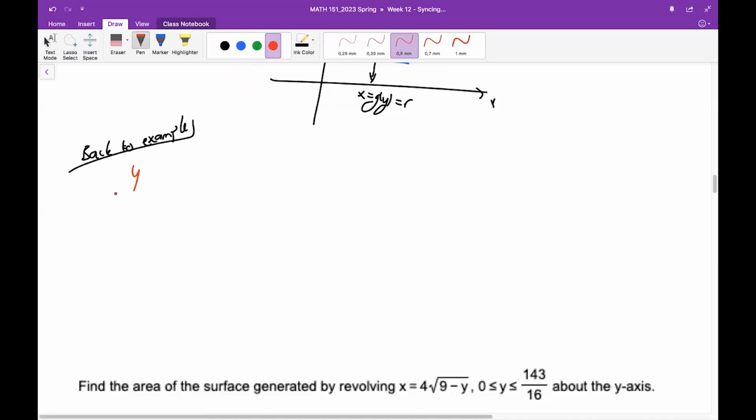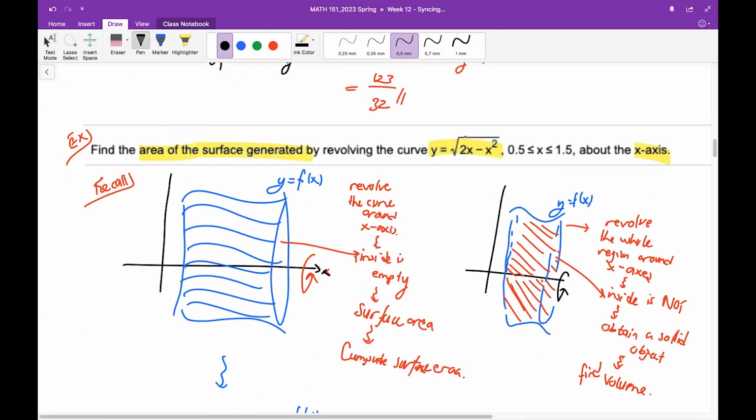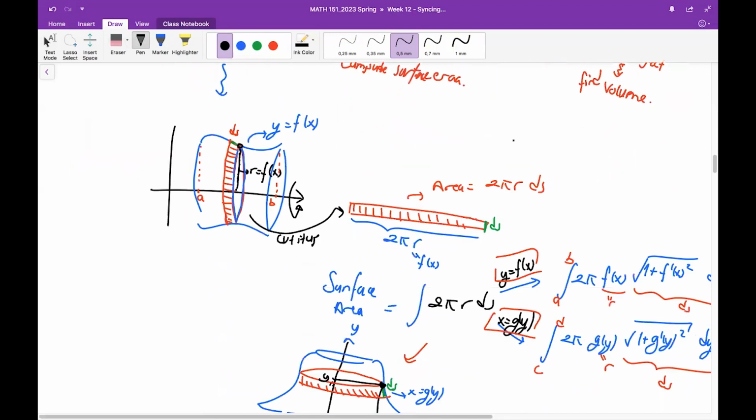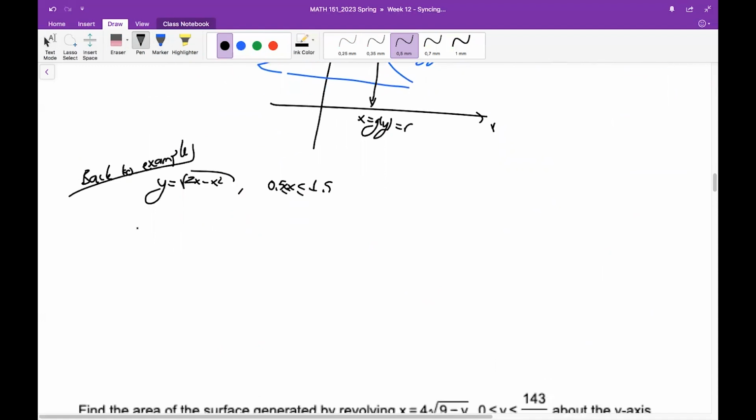Here, our curve y is given in terms of x with this expression, square root of 2x minus x squared, okay? This is the given curve between these two numbers on the x-axis, 0.5 and 1.5, okay? So the situation is like that.